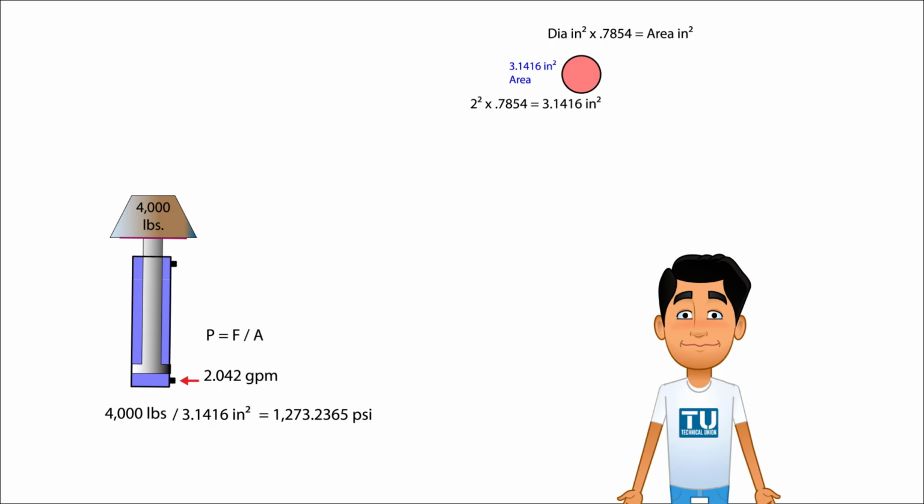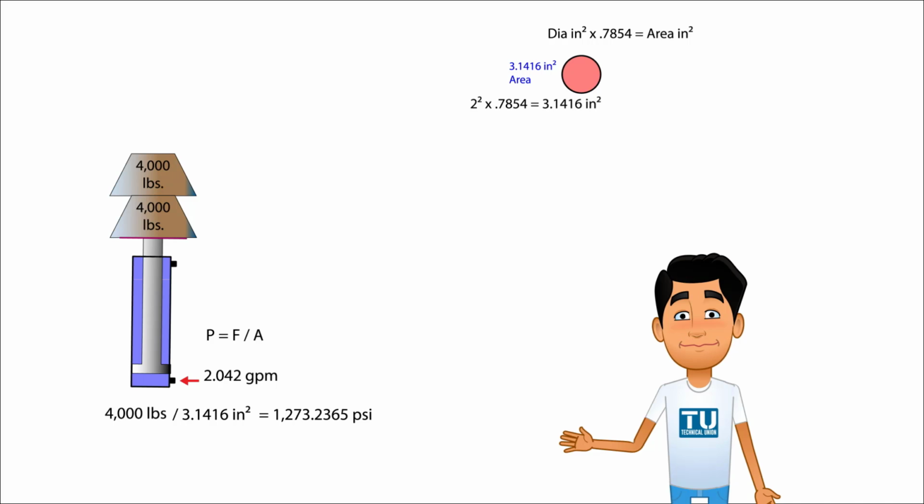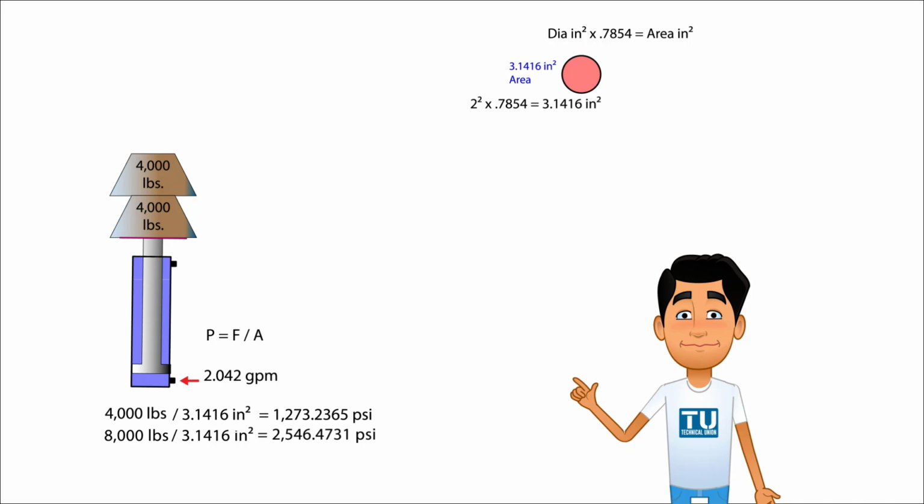But what if you want to lift 8,000 pounds instead? Then you can say 8,000 pounds divided by 3.1416 square inches equals 2,546.4731 psi. You could just increase the working pressure.